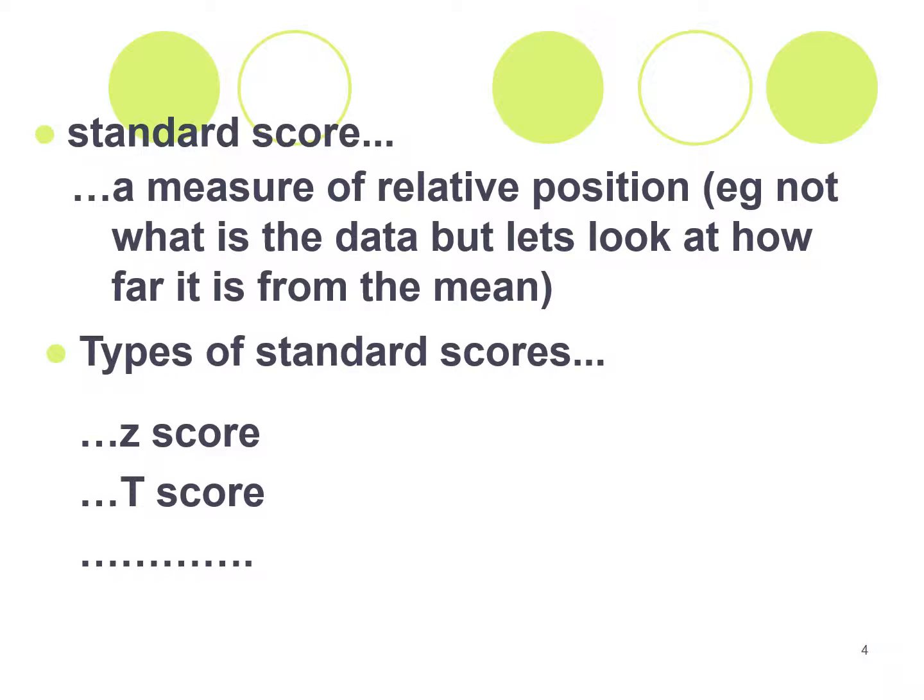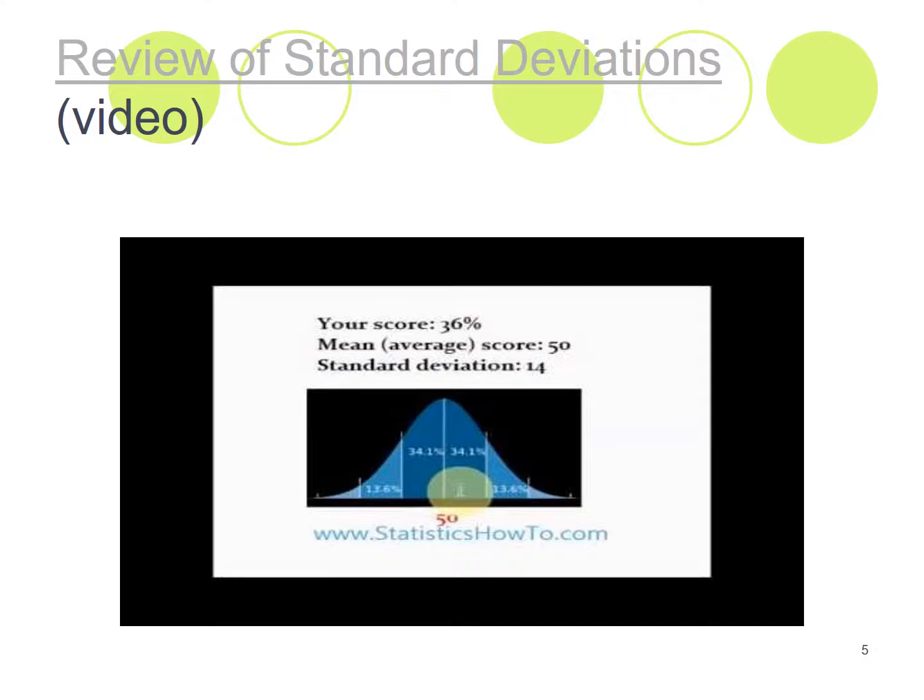There are two main types of standard scores. There are Z-scores, which we will take a close look at, and again, just be familiar, T-scores are very similar, slightly different, but they're in the same category. They're types of standard scores. I'll explain what they mean.